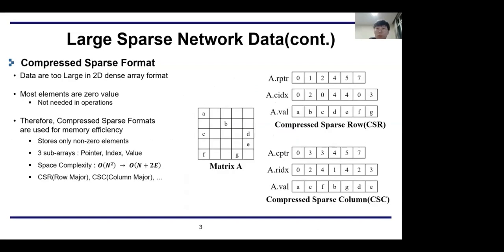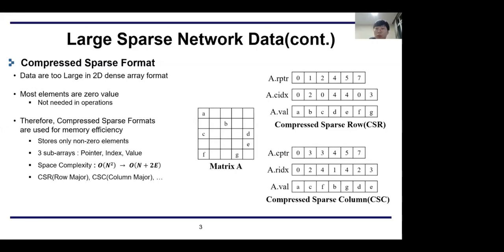For the matrix representation, we don't use the typical two-dimensional dense array because the data are large sparse matrices. For the dense array format, if the data is an n by n matrix, we need a huge n squared of memory space, even though most of the elements are zero. So to save memory space, we use the compressed sparse format, consisting of a pointer, an index, and a value array. By using the compressed sparse format, we can save memory space.